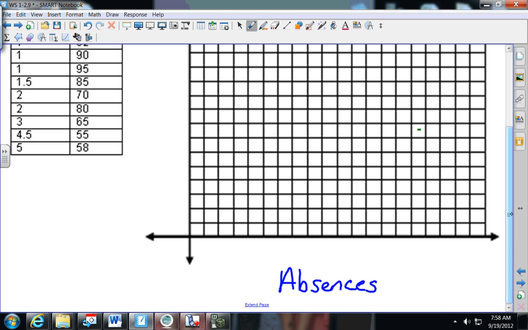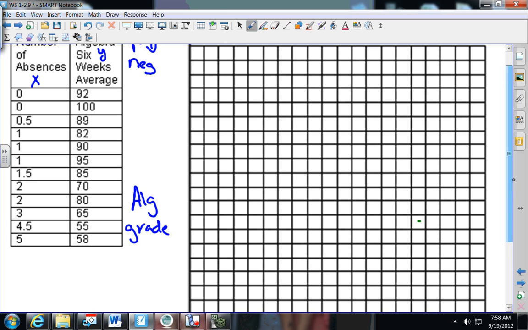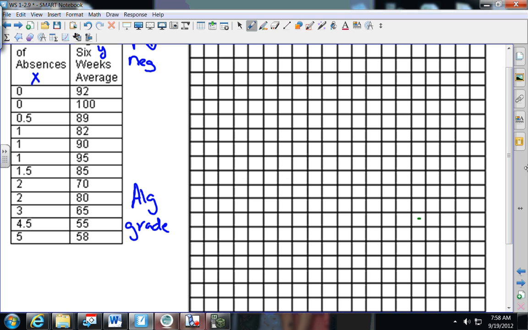Okay, our number of days absent. And the Y is the algebra grade. Now, let's think about our y-axis. I'm sorry, not our y-axis, our x-axis. X minimum. What's our smallest x number? 0. What's my largest? Oh, why did I put y? X maximum. My largest is 4.5.